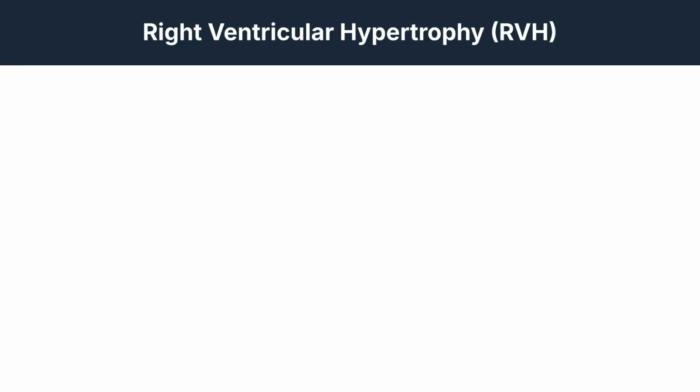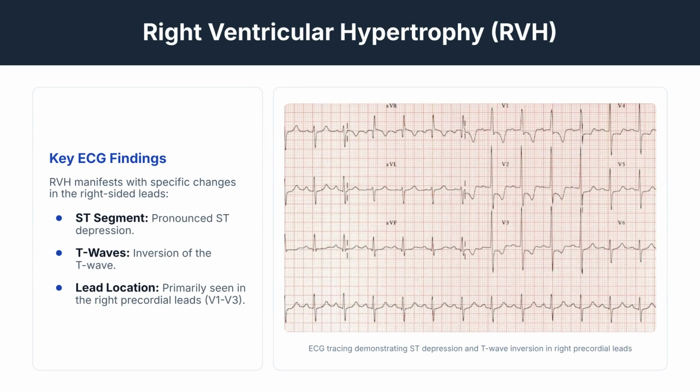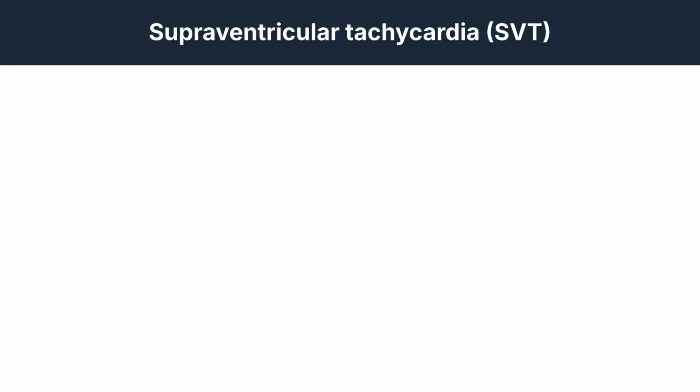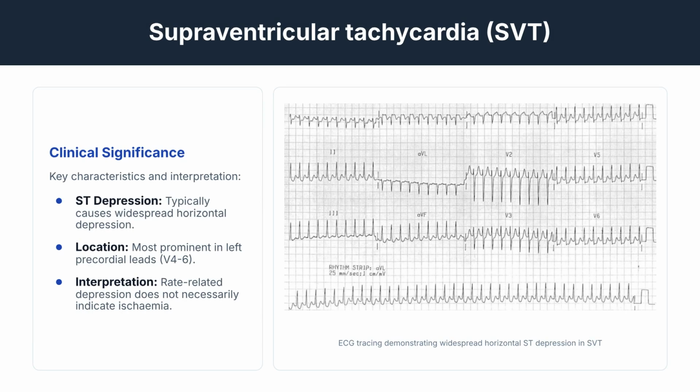Right ventricular hypertrophy, or RVH, is characterized by prominent ST segment depression and T-wave inversion. These changes are primarily observed in the right precordial leads, V1 to V3. Supraventricular tachycardia, or SVT, commonly causes widespread horizontal ST depression, which is most prominent in left precordial leads V4 to V6. This rate-related depression does not necessarily indicate ischemia.